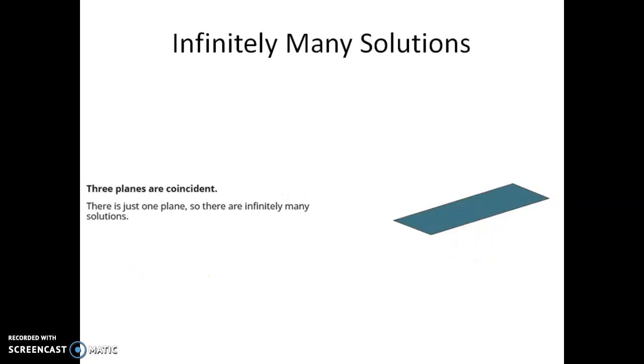And finally, all three planes could coincide, so the orange, the light blue, and the dark blue are actually the same plane in this picture, so they would intersect at every single point that's contained on either of those planes. So we would have still infinitely many solutions, but these solutions would be described in the equation with three variables because there is a plane of those solutions.